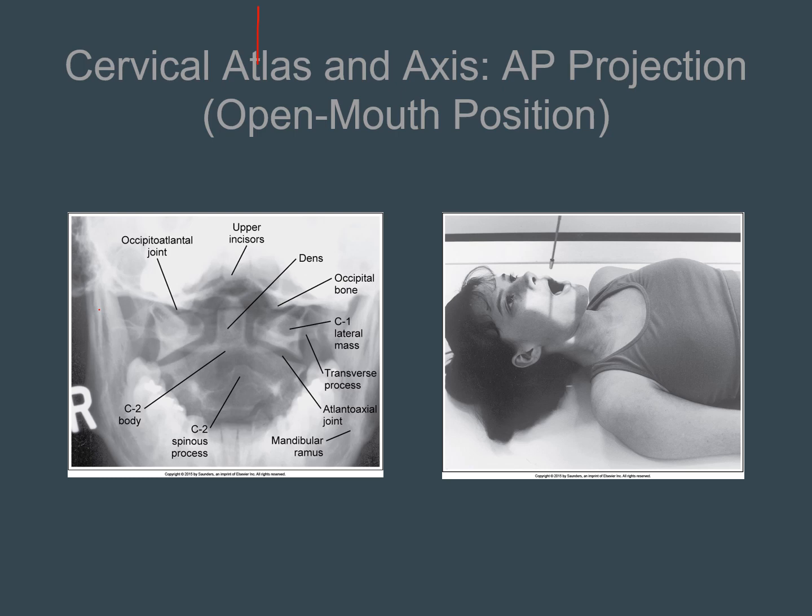The dens should be demonstrated at the center of the exposure field, and the atlantoaxial and occipital atlantal joints, the atlas's lateral masses and transverse processes, and the axis's dens and body are all to be included within the exposure field for this projection.